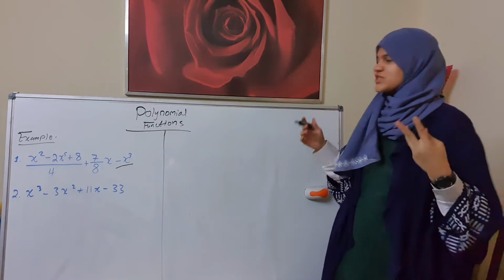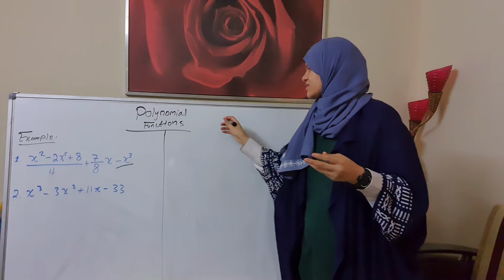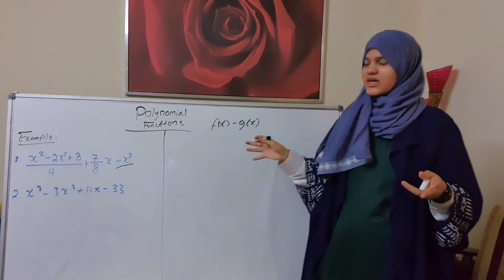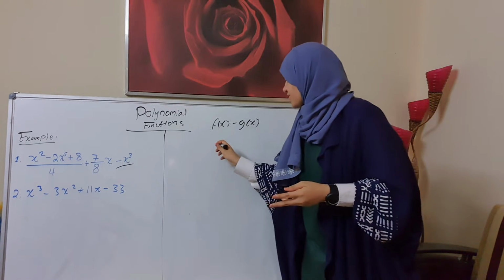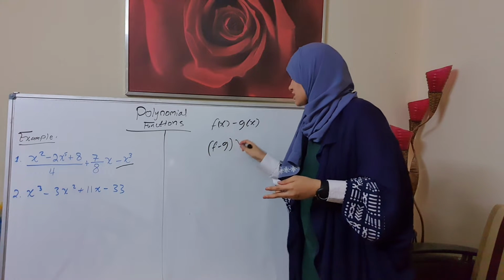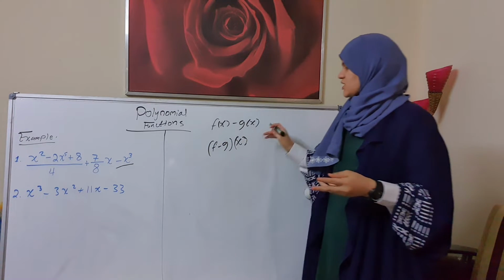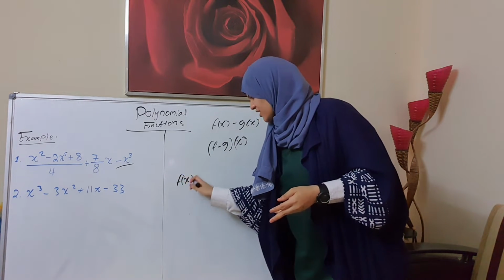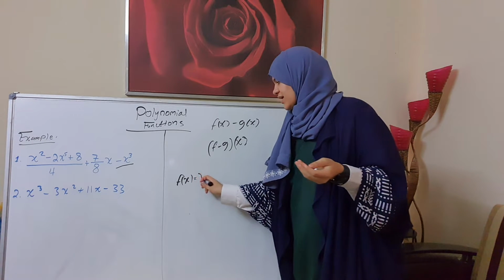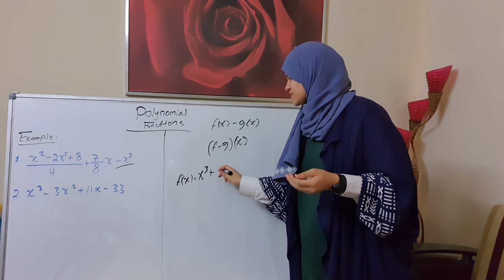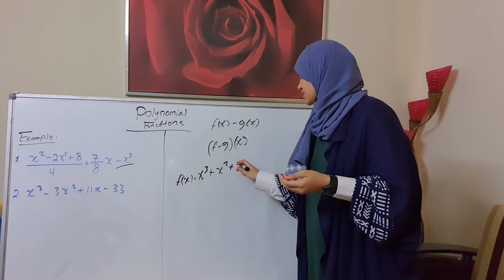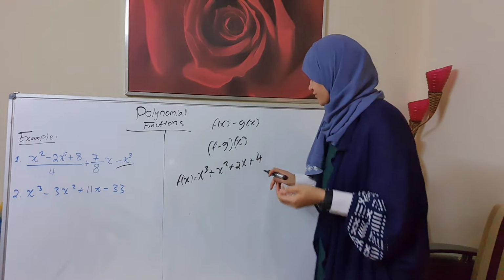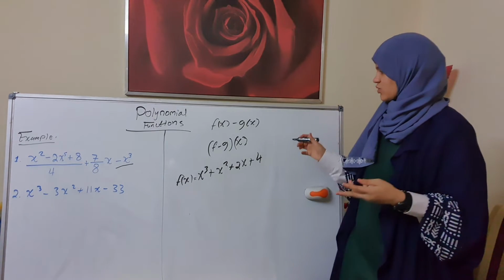Now, first of all, the term of subtraction is what? f of x minus g of x, right? Now what we will do here, we'll make f minus g, the power of x. So let's say f of x is equal to, for example, x to the power of 3 plus x to the power of 2 plus 2x plus 4.